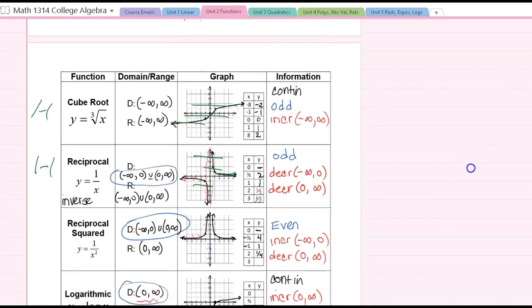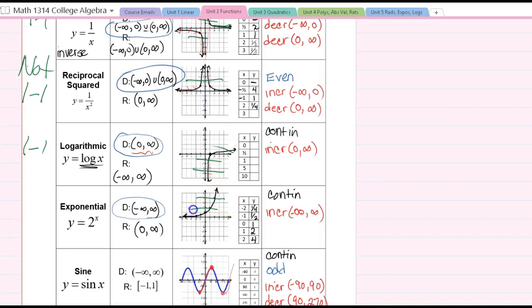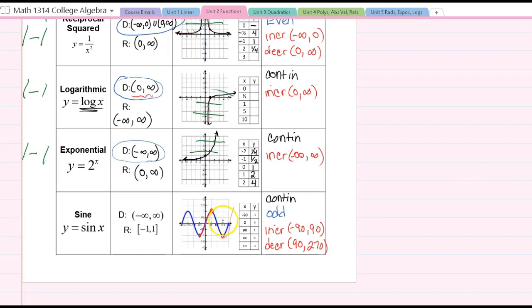Now the reciprocal squared, we can see right here that it does cross the horizontal line twice, so it does not pass the horizontal line test, so this one is not one-to-one. Logarithmic is one-to-one. And exponential that we see right here is also one-to-one. And if we look at our sine graph, we can clearly see it is not one-to-one.